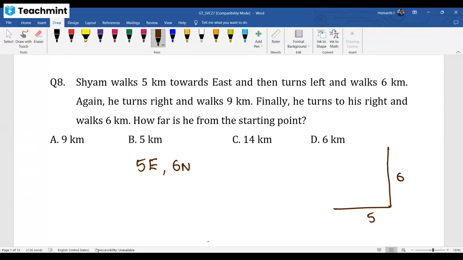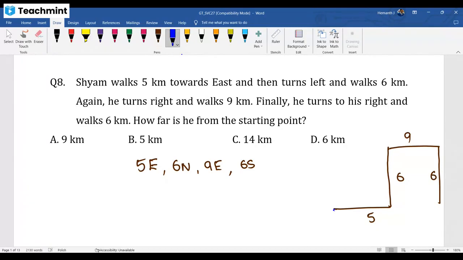So that is one way without a diagram also. Again he turns right means he will come to east only, 9 km east. Here also you can try, he turns right means 9 km east. Then again he turns to his right. East, right side means south will come. So 6 km south. Here it will be 6 km.